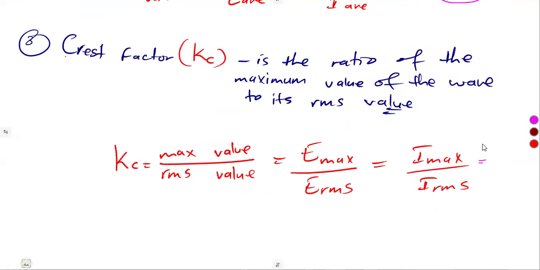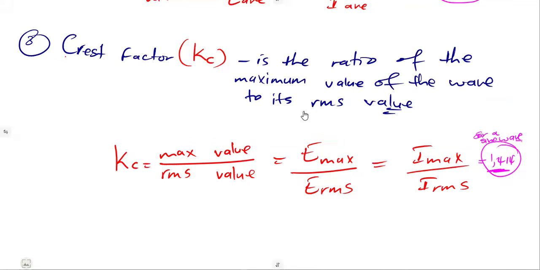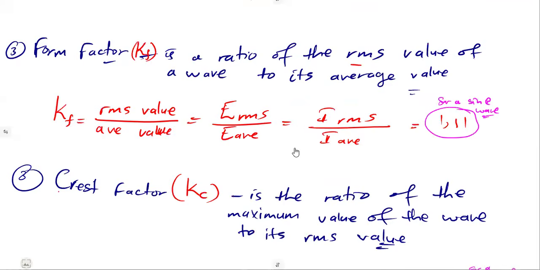Also this one, we proved it to be 1.414, only for a sine wave again. These are the other things that you just need to understand as an individual. For a sine wave, these formulas are not really useful. They are useful if we are dealing with a non-sinusoidal wave. Because if you know that it's a sine wave, you just know the answer for the crest factor and for the form factor.